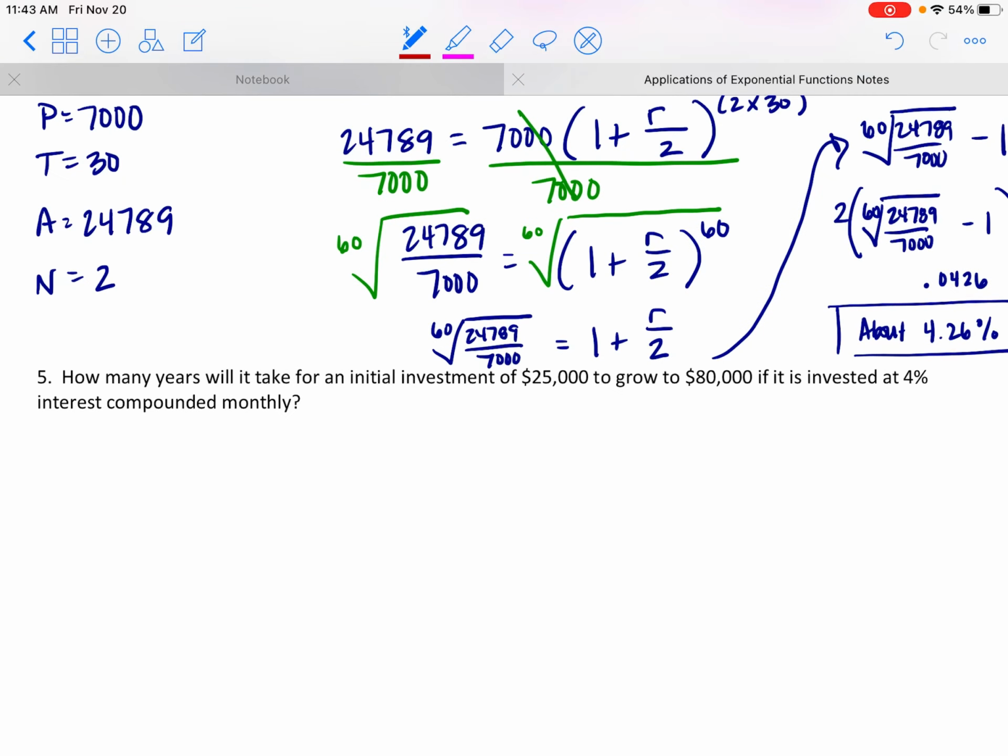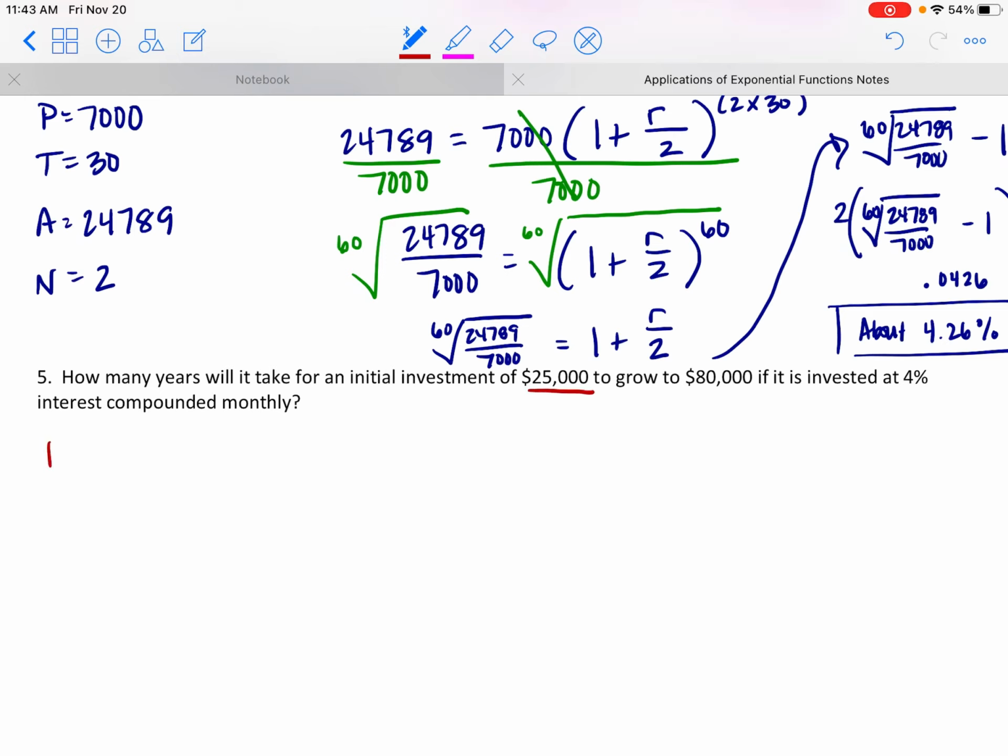Same formula. It says, how many years will it take for an initial investment of $25,000 to grow to $80,000 if it's invested at 4% interest compounded monthly? So this time we're looking for how many years. The time is going to be our question.